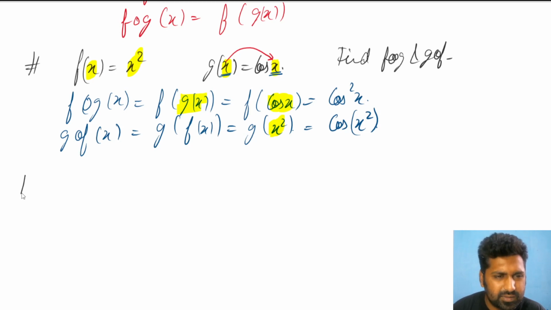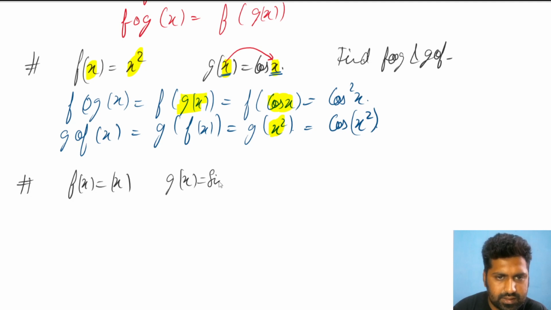Let's take a few more examples. It will clarify your fog and gof. Let's take f(x) equal to mod x and g(x) as sin x. Okay, let's find fog and gof.